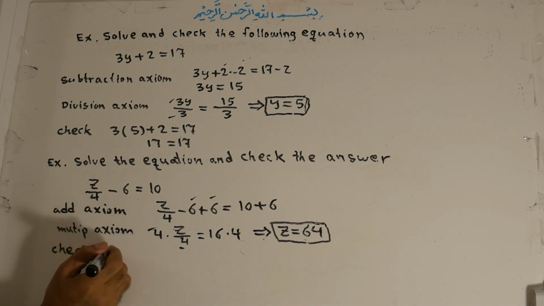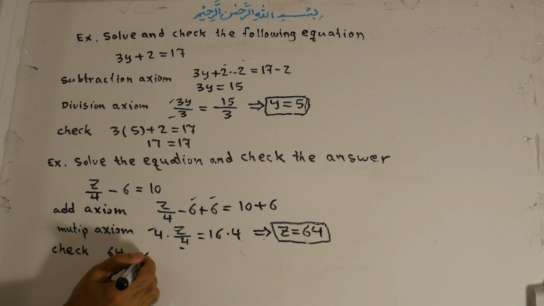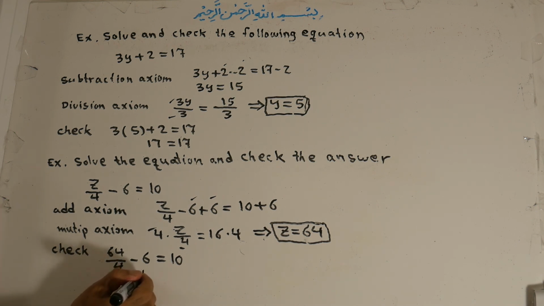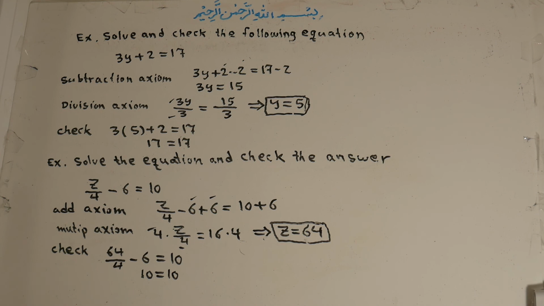Instead of Z, we put the 64 over 4 minus 6 is equal to 10. 64 divided by 4 is 16. 16 minus 6 is 10. 10 is equal to 10. So the answer is correct.